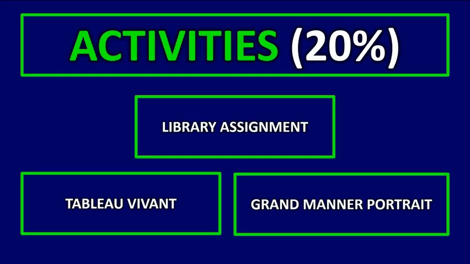All right, so the activities for this class, there's going to be 3 activities. There's going to be a library assignment that's associated with your research project, the Beast. And then we have a couple of other outside assignments. This is the Tableau Vivant and the Grand Manner Portrait. I'll give you more details about these later in the course.